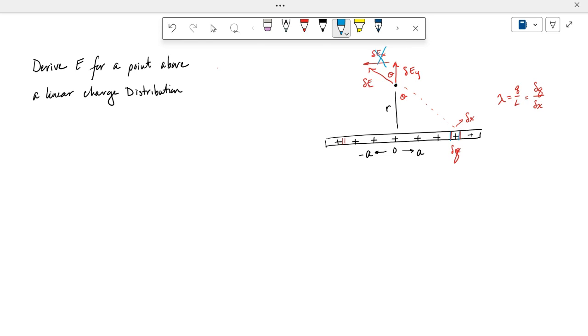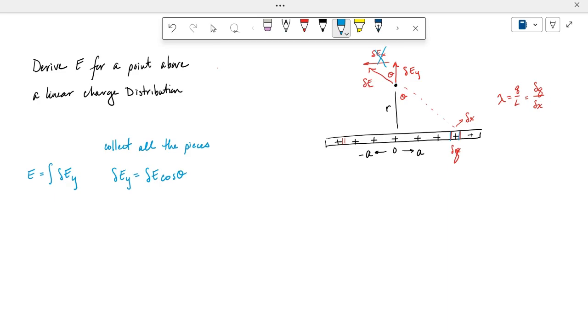Step one, we draw our image, we broke it down, got all set up. Step two is we want to collect all the pieces together. So let's look at what are all the pieces that we have at our disposal. One thing we know is that the total electric field is equal to the integral of the piece. Now the piece in this case is just the y piece. So that's the first little piece of our puzzle. Second little piece is that dEy is equal to dE cosine of theta.